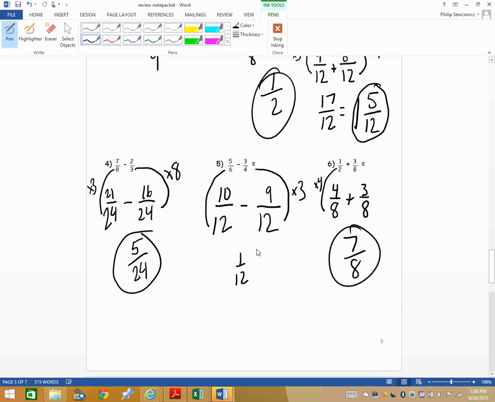All right. Main thing to keep in mind here is, like we said, common denominators in order to add or subtract. And if you have to get a common denominator, that means you're going to have to get a new numerator as well.